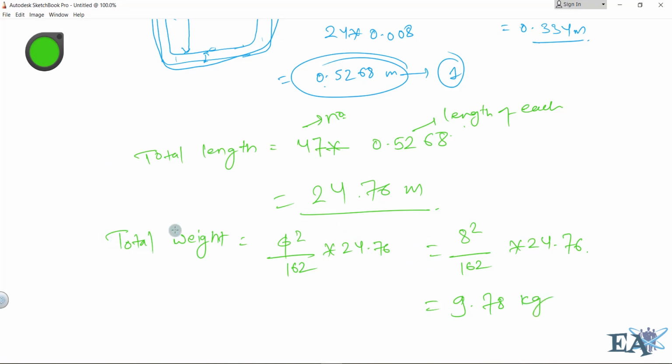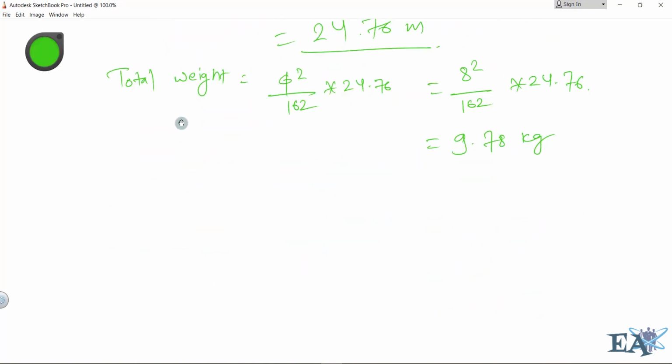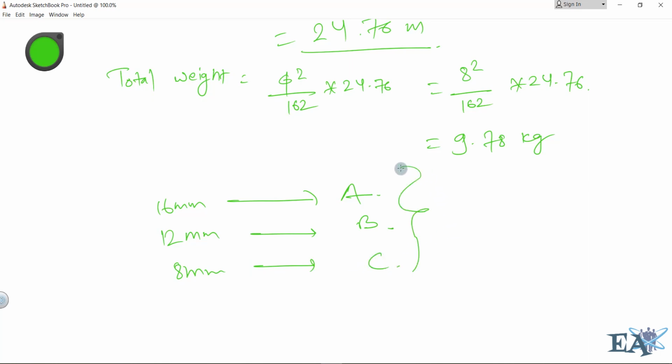So we got the total weight for 16 mm. For 16 mm we got the weight, let us call that A. For 12 mm we got the weight, let us call that B. For 8 mm we got the weight, let us call that C. Now the total weight of the rebar in this beam is A plus B plus C. Let us call this answer as D.